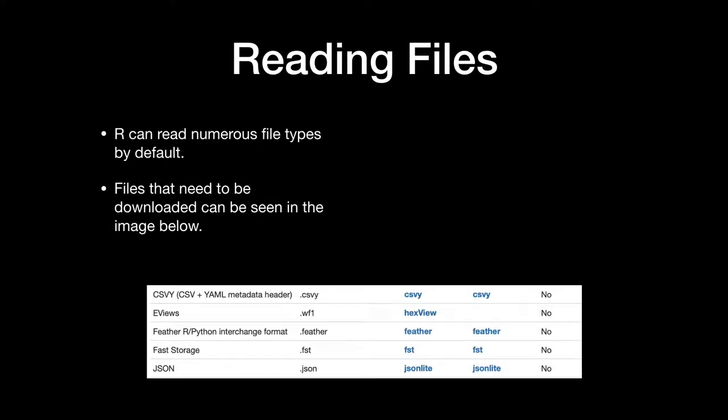But there's others that aren't native to R. So some of these have to be downloaded and can be seen in the image below. A lot of these are not very common. Others like JSON or fst are very common, but they are not native to R. You have to download packages in order to work with these specific file types.